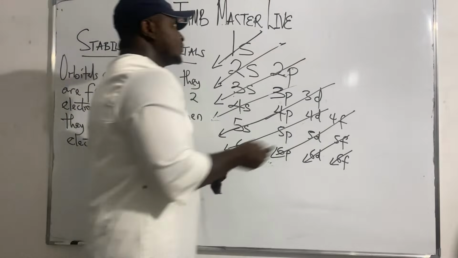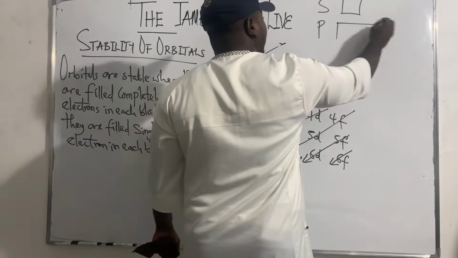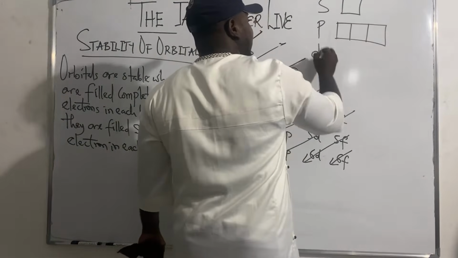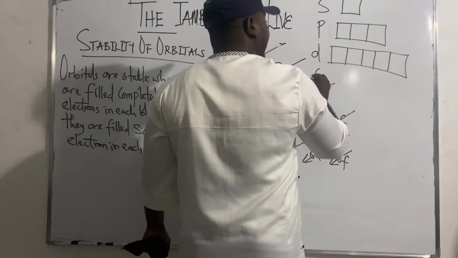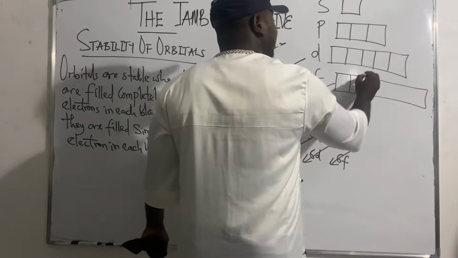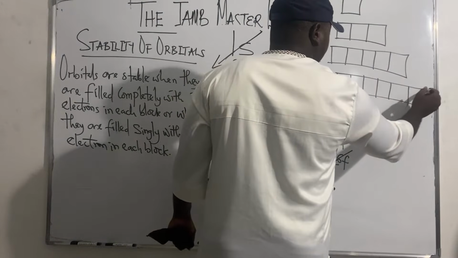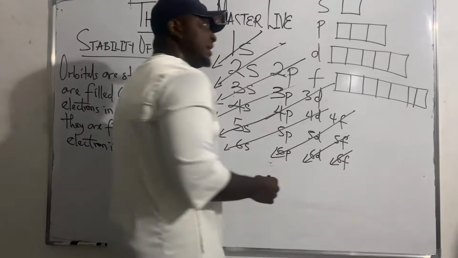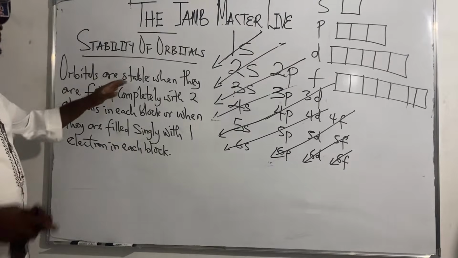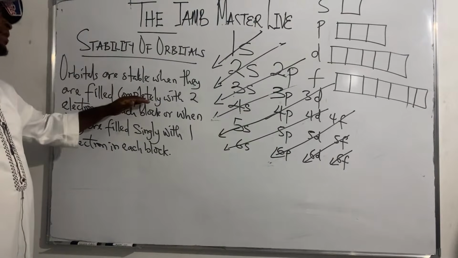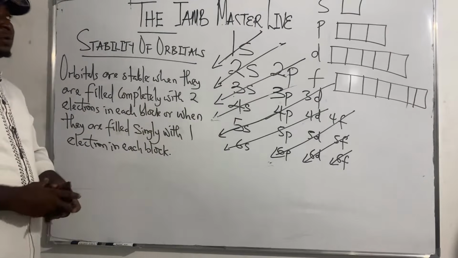I'll explain. Class, don't forget that the S orbital has only 1 block, P has 3 blocks, D contains 5, and F contains 7. Remember I told you this. The stability of orbitals rule tells us that orbitals are stable when they are filled completely with 2 electrons in each block, or when they are filled singly with 1 electron in each block.